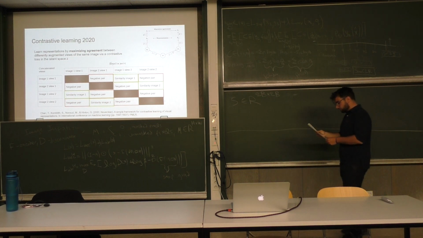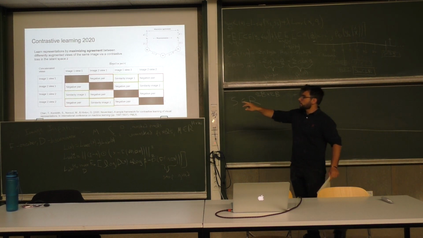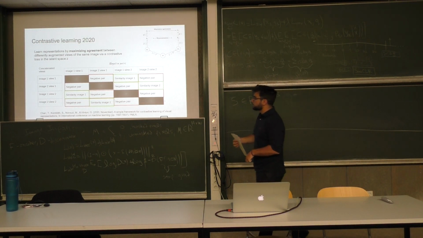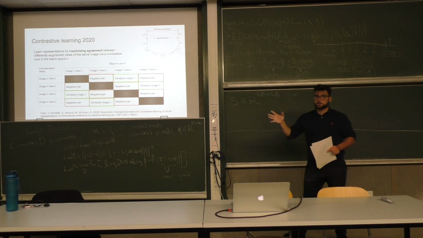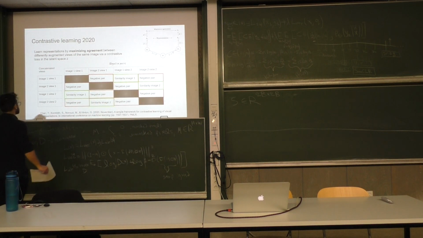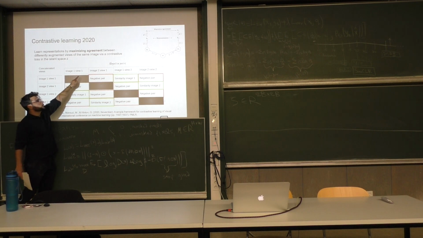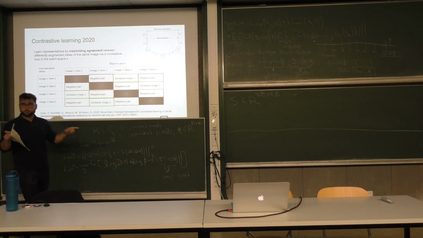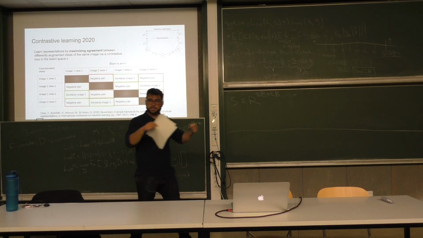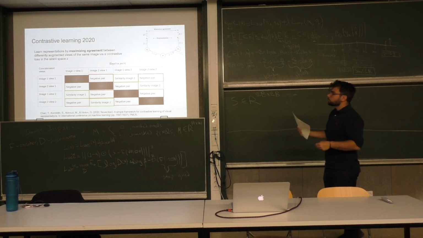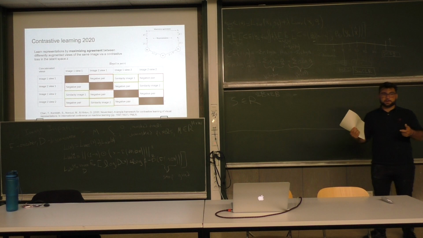And the objective for each one of the green squares, which is basically the similarities that we want to maximize. If you see here, we want to maximize the similarity between image 1, view 1, and image 1, view 1. So basically, we want to maximize the agreement between two different augmentations from the same image. And these are also called in the literature positive pairs.